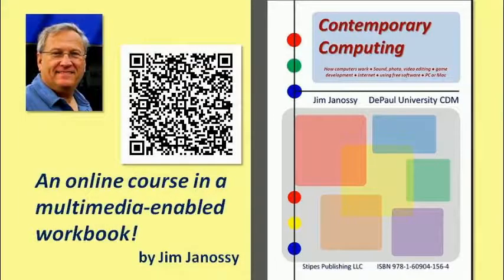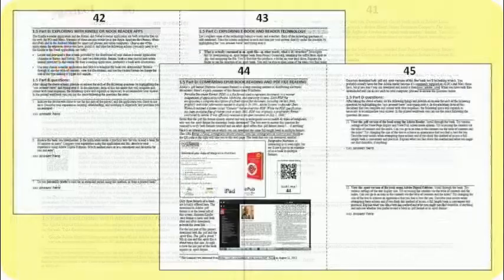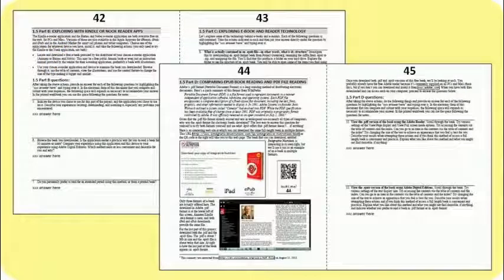Let's go over Project 1.5 in Contemporary Computing. This project deals with ebooks and e-readers and whether you actually need an e-reader or not in order to read ebooks. This project is a little bit more lengthy than some of the projects in this workbook. The reason is I ask you to do 4 different things with different pieces of software and then answer some questions about them. Here you see pages 40 and 41. But actually the project extends to pages 42 through 45.